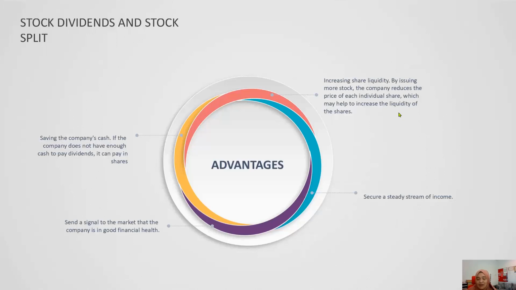The third one is that it sends a signal to the market that the company is in good financial health. And by receiving shares as a dividend, there is some sort of secure, steady stream of income, because once the company distributes shares, it will not simply take them back from the shareholders.